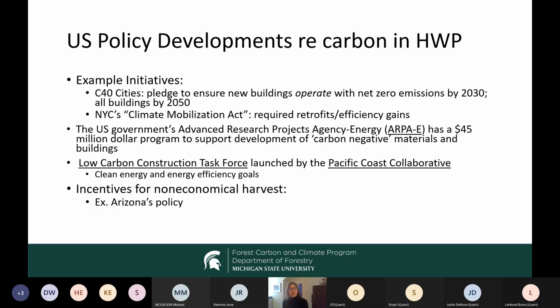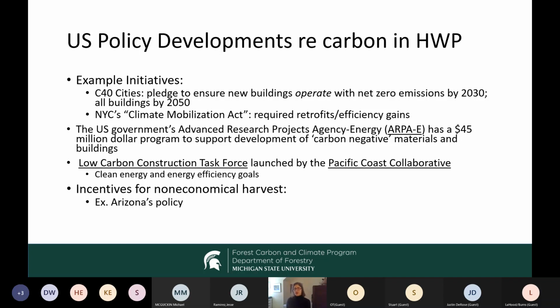And then there's a low carbon construction task force recently announced by the Pacific Coast Collaborative. So it has clean energy and energy efficiency goals, but also, I think, the hope of promoting harvested wood products in construction. And then there are other incentives for non-economical harvest that are, I think, interesting and worth noting.